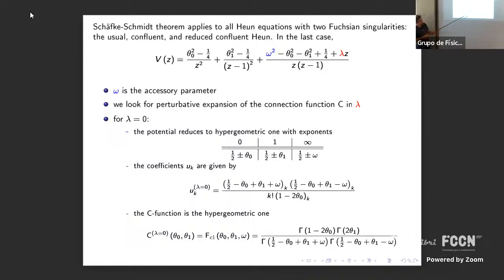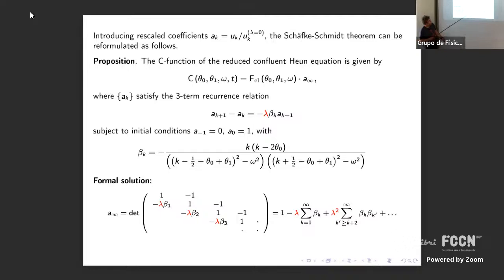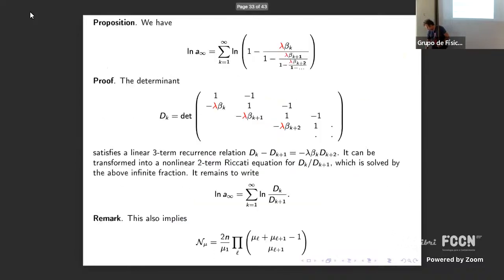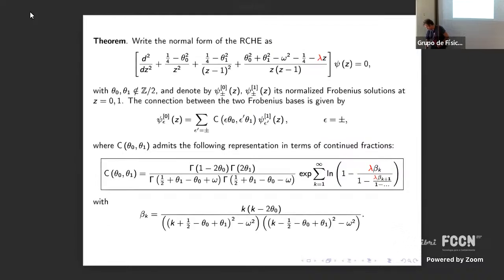for lambda equal to 0, of course, you know the analytic expression for all of the Taylor coefficients. Now you divide the actual Taylor coefficients by this limiting value at lambda equal to 0, and you obtain a recurrence relation, a very simple one, like this one here. And so the connection coefficient is essentially the limiting value of the sequence as k goes to infinity. This can be computed in various ways, which I will probably skip. There is some combinatorics involved. This is the end result.